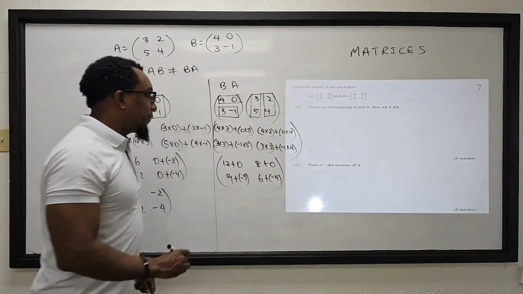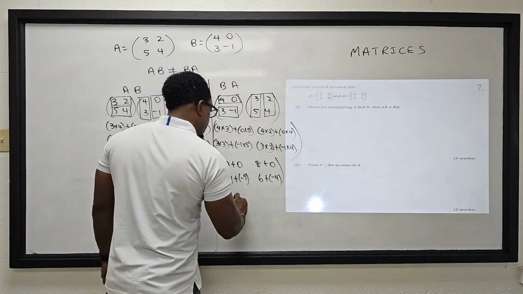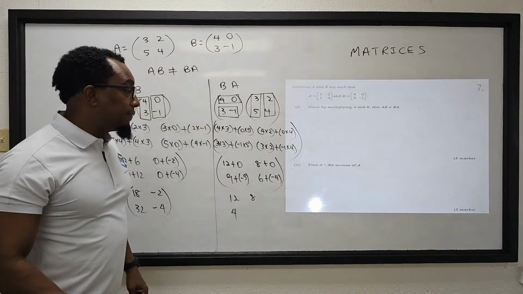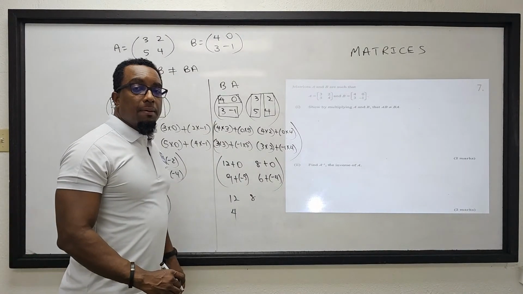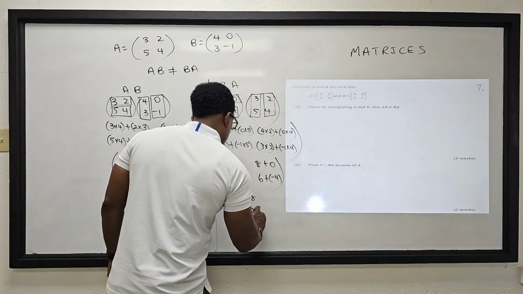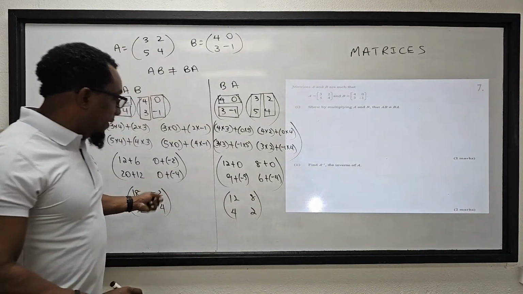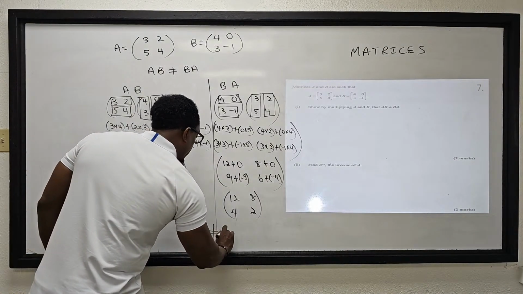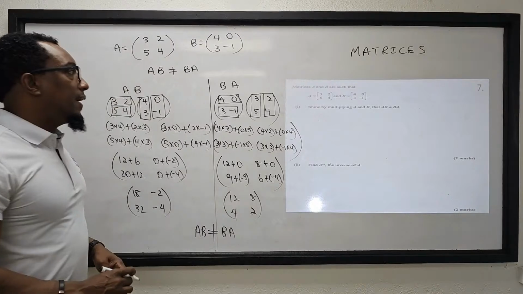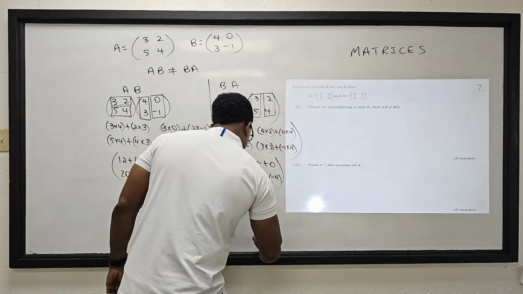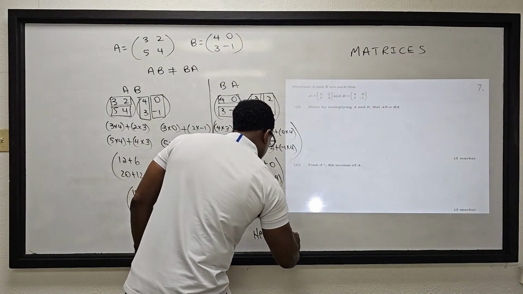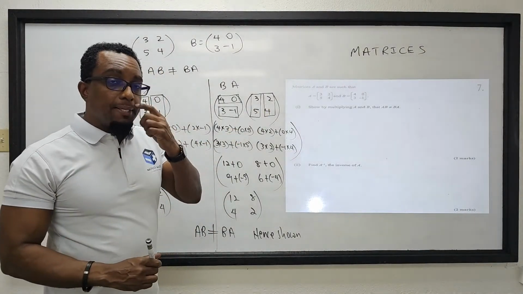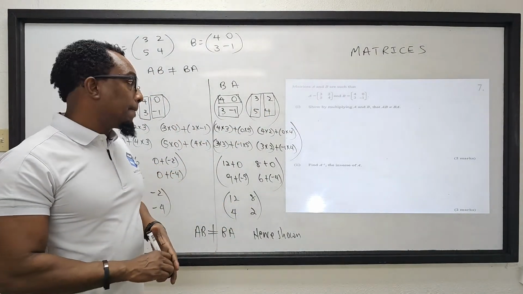When we simplify, we're going to get 12, 8, plus by a minus is a minus, 9 minus 5 is 4, plus by a minus is a minus, 6 minus 4 is 2. So clearly what we see here, AB is not equal to BA. Alright? So hence shown. Make sure you write hence shown anytime they ask you to show something in mathematics, alright? Right at the end, hence shown.